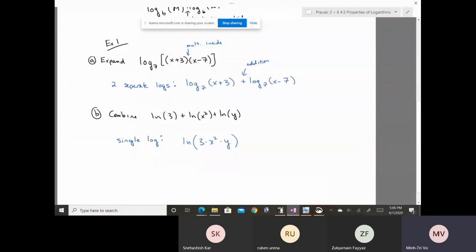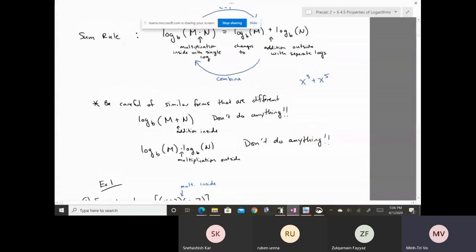And then when you combine it, it's in the reverse direction, right? So the addition outside the log changes to multiplication. And the logs combine into a single log, right? So it's the natural log, so I use the natural log. And then each of these things, because they're being added, in turn goes all inside the single log, and then they're being multiplied together. Okay, so that's the sum rule.